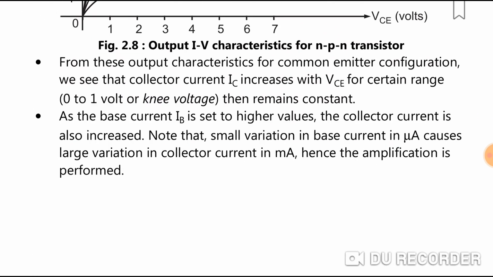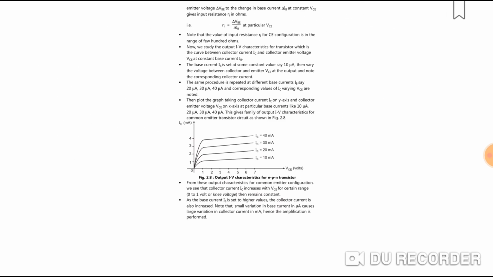From this output characteristic for common emitter configuration, we see that collector current IC increases with VC for a certain range, 0 to 1 volts for knee voltage, then remains constant. As the base current IB is set to higher values, the collector current is also increased. Note that a small variation in base current in microampere causes a large variation in collector current in milliampere. Hence the amplification is performed.